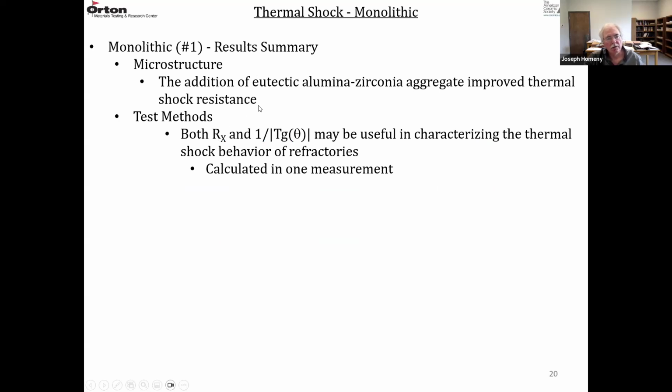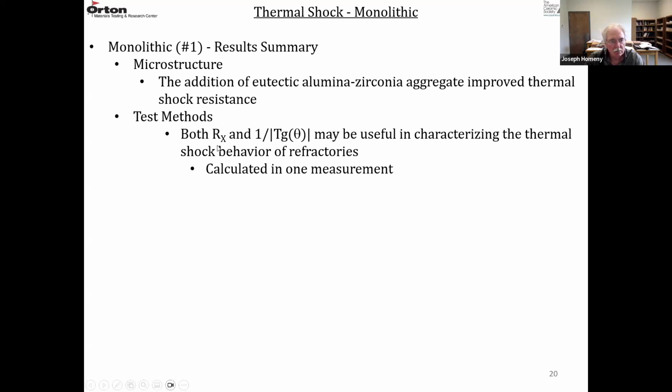So in this work, the addition of these eutectic materials, the alumina zirconia aggregates at the eutectic composition, improved the thermal shock resistance. And when they looked at this parameter, they put together Rx and then 1 over that angle at the inflection point. It looked like there was pretty good correlation with the thermal shock behavior.